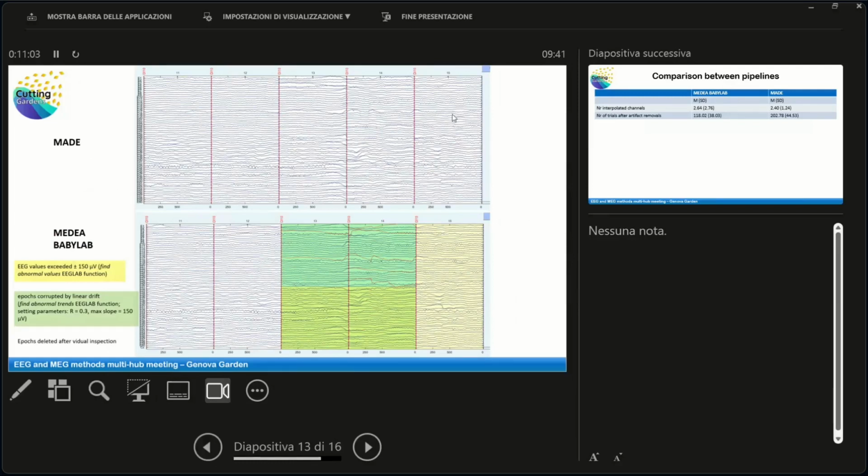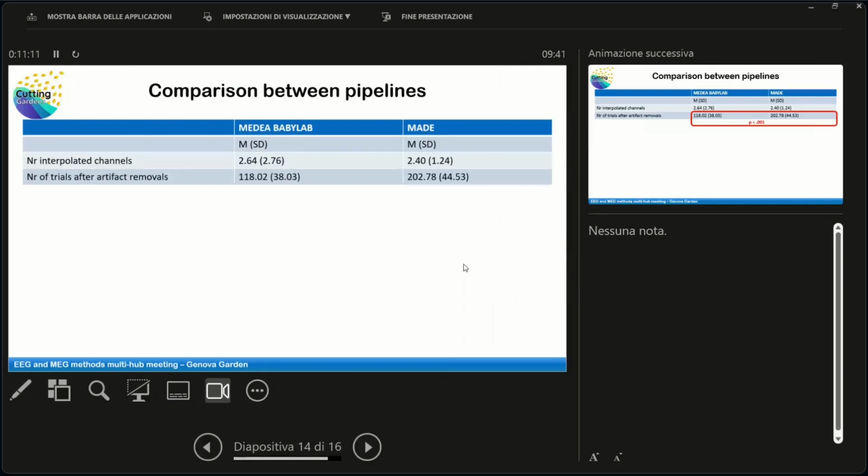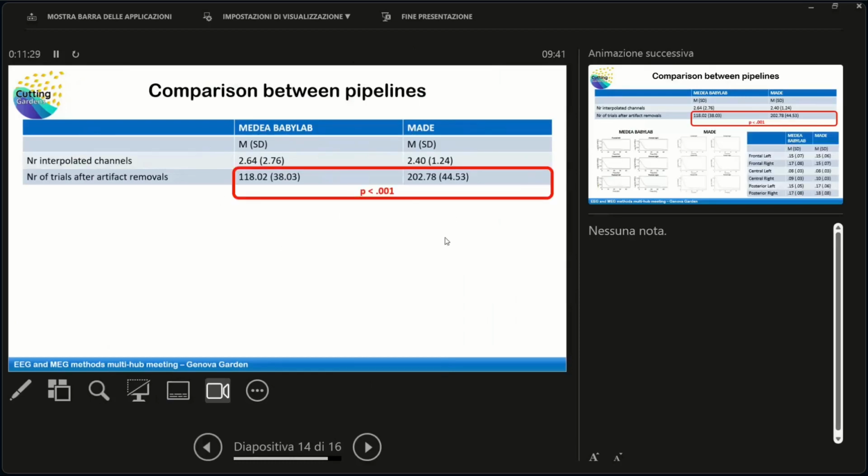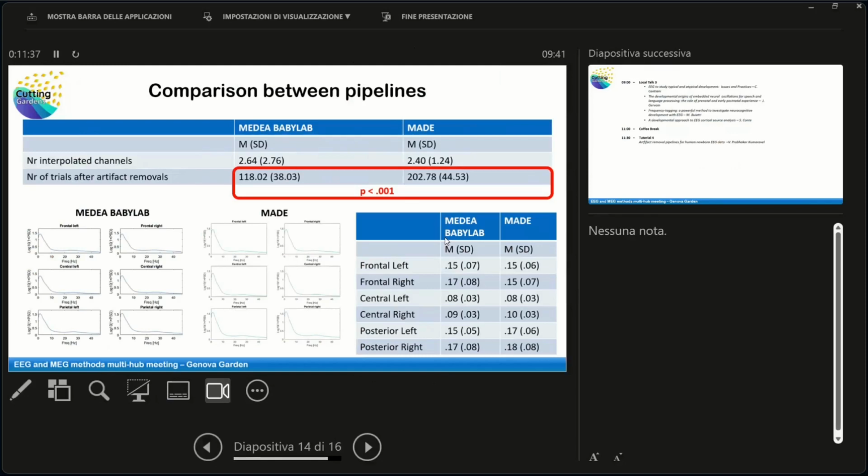You see, the MADE pipeline corrected the signal, not perfectly, but still. At the end, the number of interpolated channels with the two pipelines was identical, but the number of trials kept after artifact removal was extremely different. We kept around 100 trials, but with the MADE pipeline, almost double the trials were kept. But the good thing is that the results of the whole study were exactly identical.